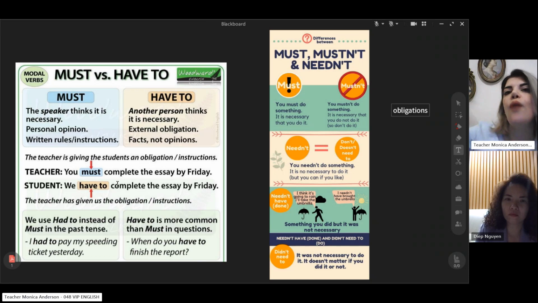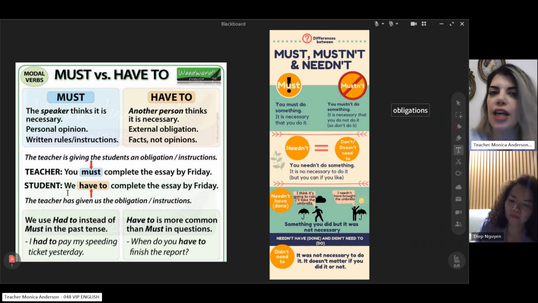But if you want to talk about something that I said before, you use have to. We have to complete the essay by Friday because the teacher said. So if the speaker thinks that something is essential, something important, we use must. I say you must go out. This is something that I think as a speaker, but you say I have to go out because the teacher asked me. So this is the difference between must and have to.